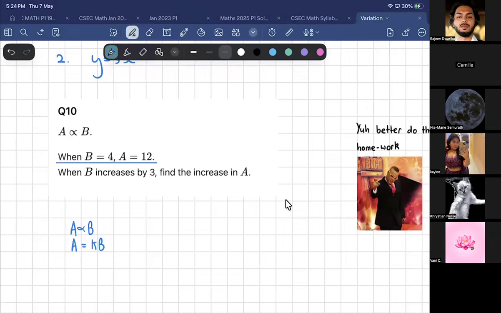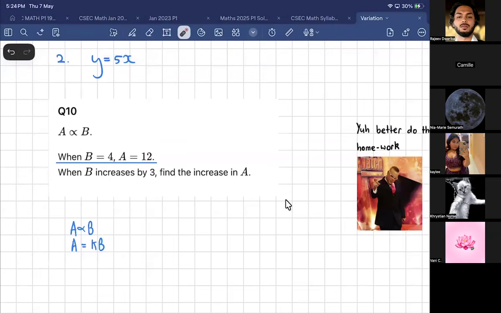All right. So my primary mission is to find k. If I'm trying to find k and I know what b is and I know what a is, I could just do what? Can you repeat that, please? No problem. They're telling you what a would be when b is 4.